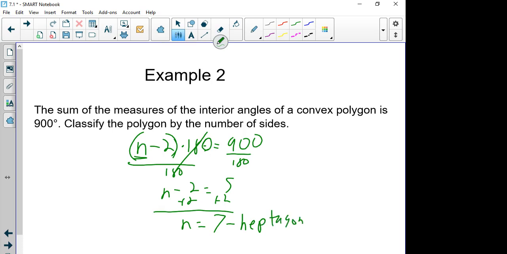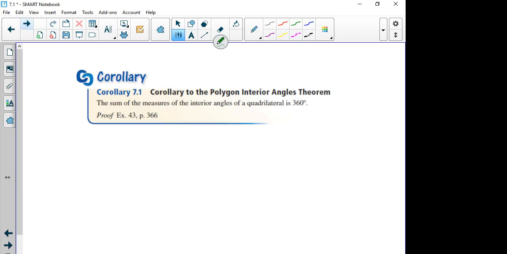Now, the nice thing about this is you can plug this number back in real quick with your calculator and do 7 minus 2, which is 5, times 180, and you'll get 900. Where you can check your answer. Very convenient.